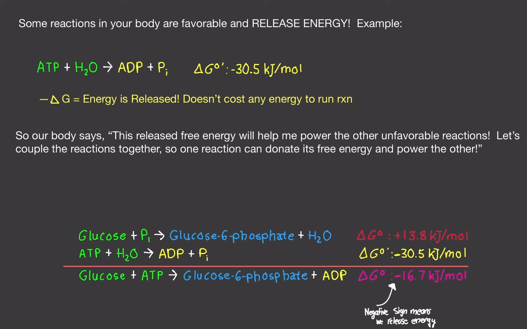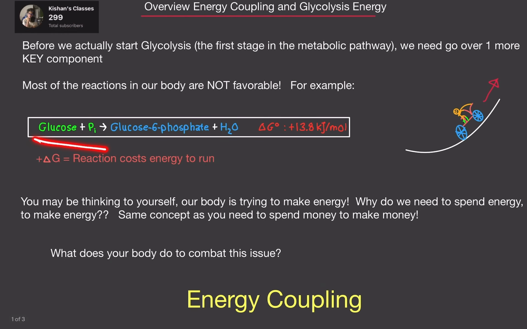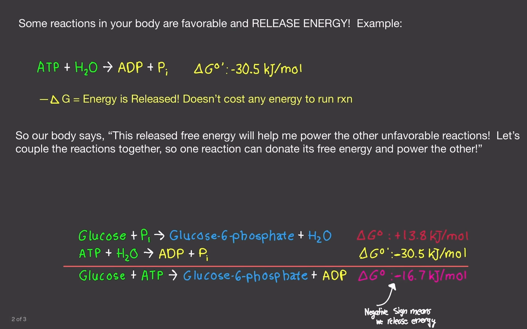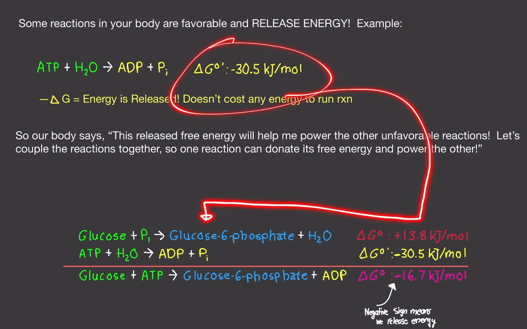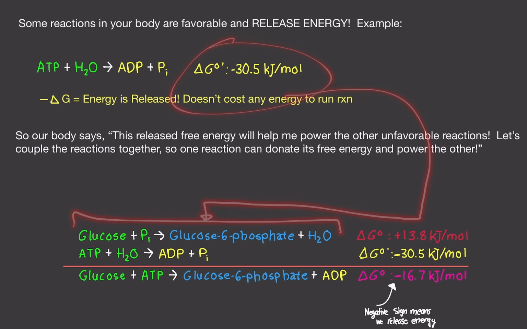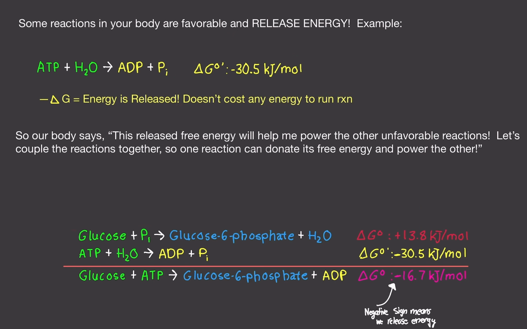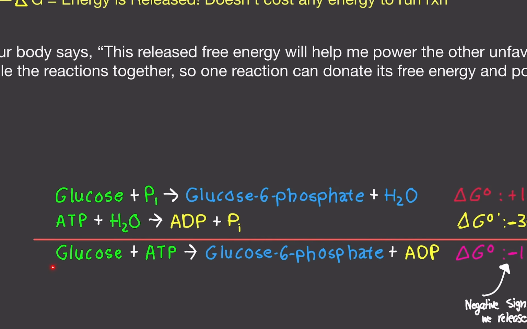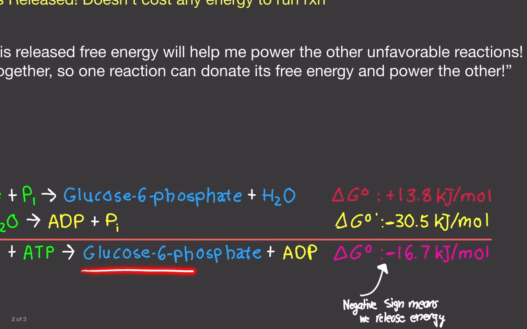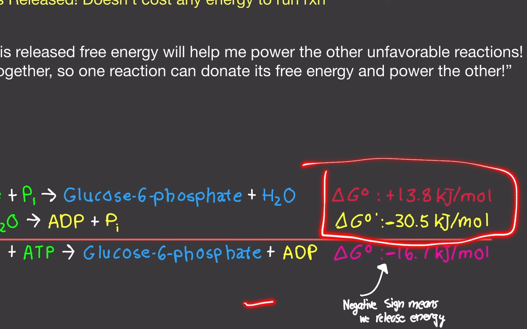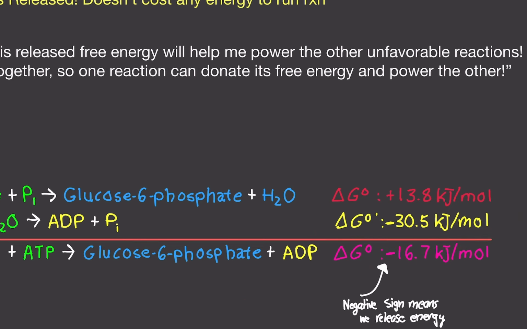And we're actually going to get our product, which is the glucose 6-phosphate, which we were trying to create in the first place right here. So we're going to use the energy released from here to power this reaction here. So that's what we do. The reactant is glucose plus ATP, and we're going to get our desired product, glucose 6-phosphate. And all you do is subtract the two numbers and you get the delta G value.